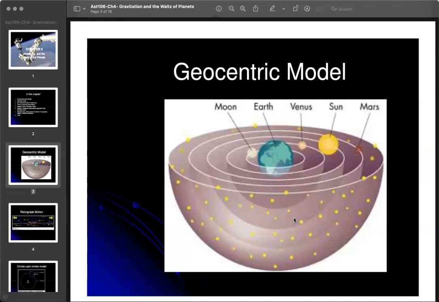However, with more observation, it was found that not all the objects moved in the sky at the same rate. For example, the sun moved at a different rate, the moon moved at a different rate, the planets moved at different rates. So separate spheres were created for them, and those spheres rotated at different rates to match up with what the observation was.